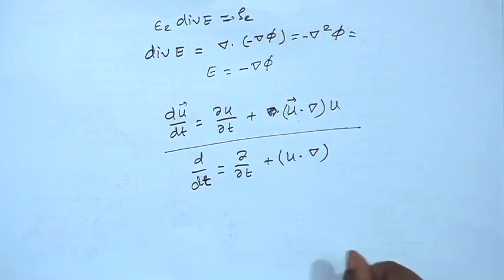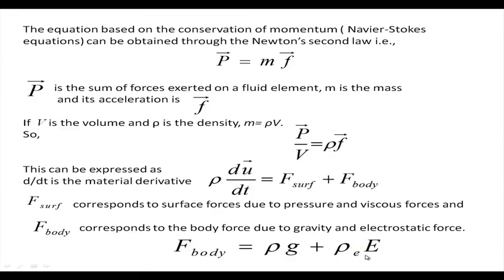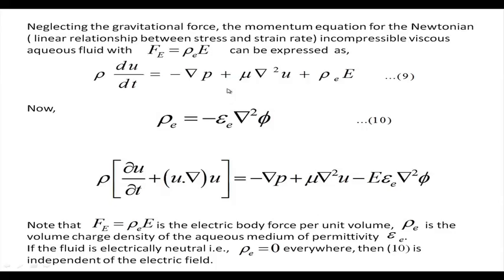This is also, one can say, the rate of change of momentum. So, the forces are surface force and body force. The surface force corresponds to the pressure and viscous forces, and the body force corresponds to the force due to gravity and the electrostatic force as we discussed over here. So, the body force can be written as rho g plus rho e E. Now, if I neglect the gravitational force and only stick to the electrostatic force.